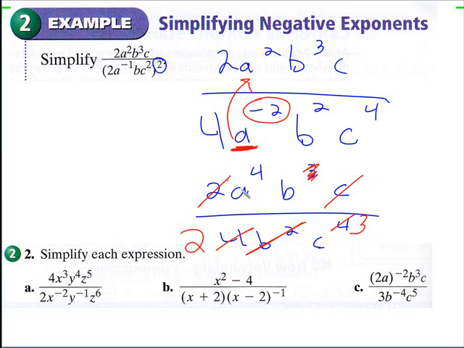So on top, what are you left with? A to the fourth, b, and on the bottom you're left with 2 c to the third. So this will be your answer here. And if they don't ask you for restrictions, then don't worry about it. So this will be your final answer right here. Notice you can't simplify or reduce anything else.